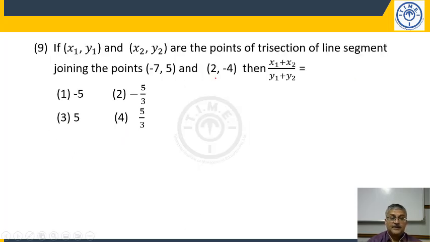Now, we observe this question. If x1, y1 and x2, y2 are the points of trisection of the line segment joining these two points, what is the value of x1 plus x2 by y1 plus y2? Let's say this is A and this is B, and this is P and this is Q. So P and Q are the points of trisection of AB.